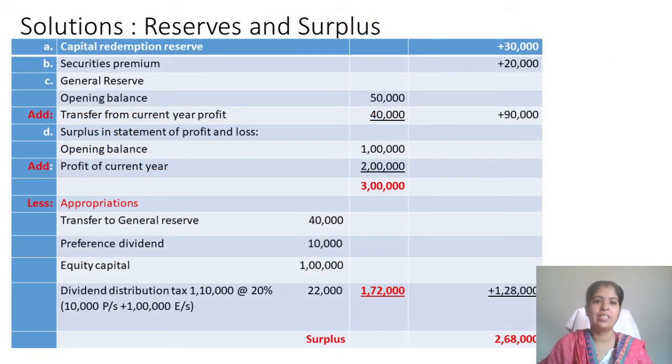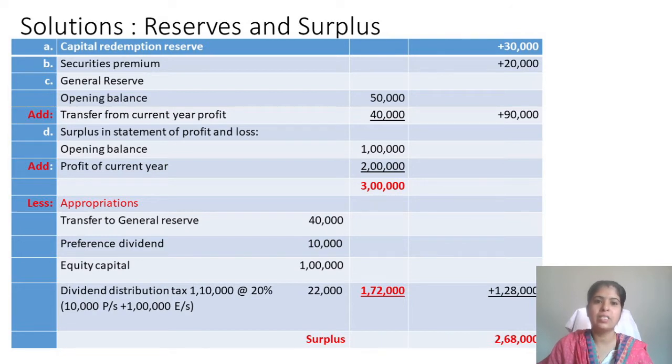Solution for reserves and surplus. Capital redemption reserve 30,000, directly in the outer column. Securities premium 20,000, directly in the outer column. General reserve consists of the opening balance 50,000, which is given in the trial balance, and add transfer from current year profit as given in the additional information, 40,000. 50,000 plus 40,000 is a total of 90,000.